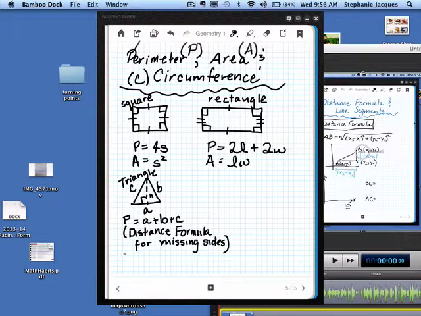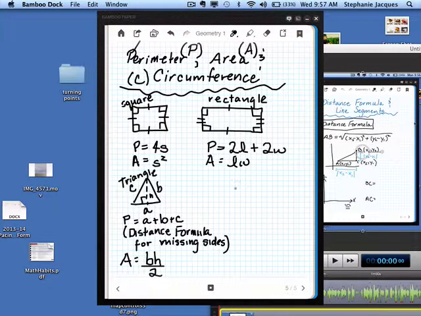Okay, for your area, it's a little different because a triangle is really half of a rectangle or a square. So the area for a rectangle is length times width. But if we looked at our triangle, we're going to say base times height, but it's half of that because it's half of that rectangle. So you go base times height divided by 2.